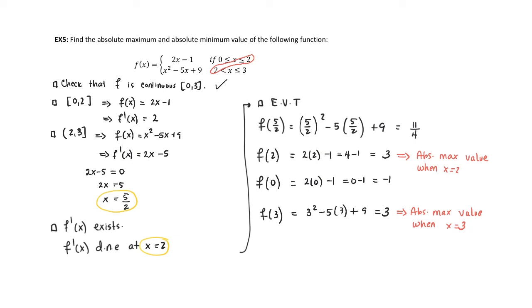Now I need the absolute minimum. Well, the absolute minimum value is negative 1, which takes place when x is equal to 0. So I'm going to say over here, absolute minimum value is negative 1, and that happens precisely when x is equal to 0.